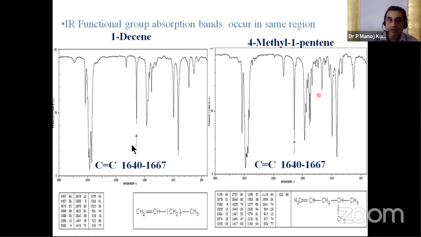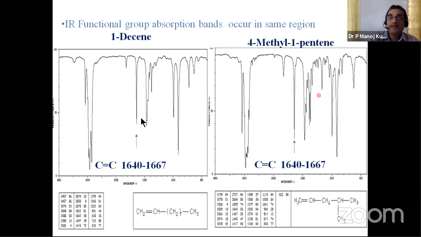For example, as I told you, between 1640 to 1667, 900 to 905 and 985 to 995, you get similar bands in 1-decene as well as in the case of 4-methyl-1-pentene. It is the persistence of these bands which helps an organic chemist to identify the structure of the organic compound. I will repeat, it is the presence of these similar bands in both the spectra that helps an organic chemist to identify the structure of the organic compound, in fact.